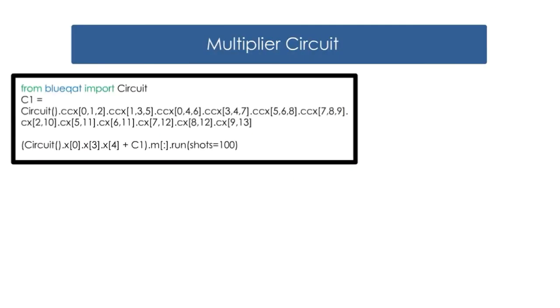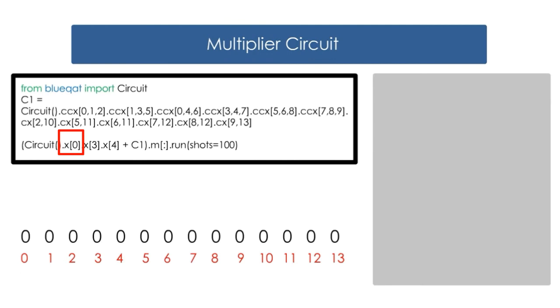Let us see how we get this output. The first X gate will flip the first qubit to 1, the second X gate will flip the fourth qubit to 1, and the third X gate will flip the fifth qubit to 1. Let us look at the carry circuit.